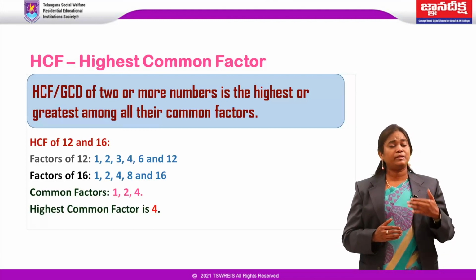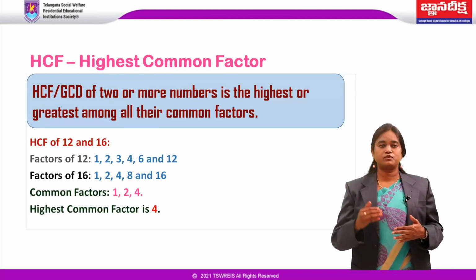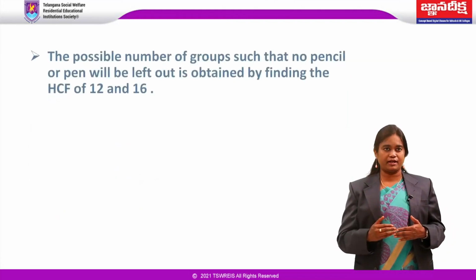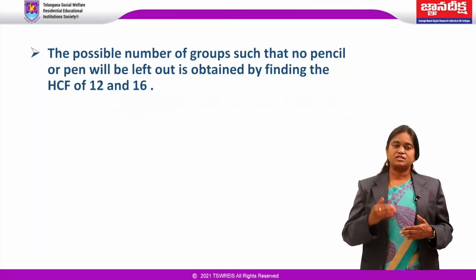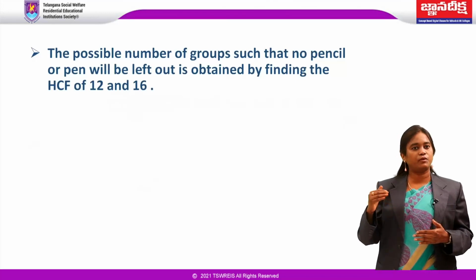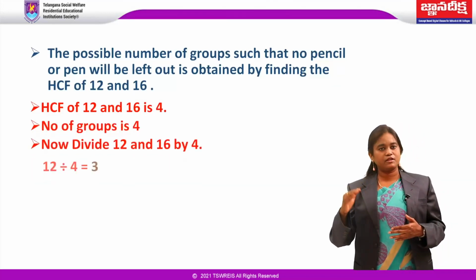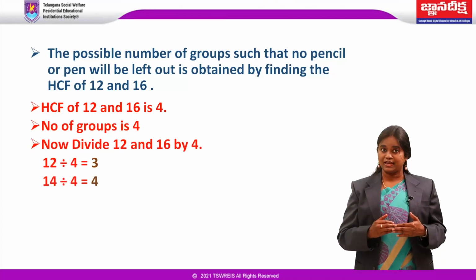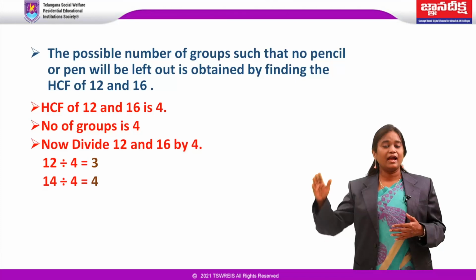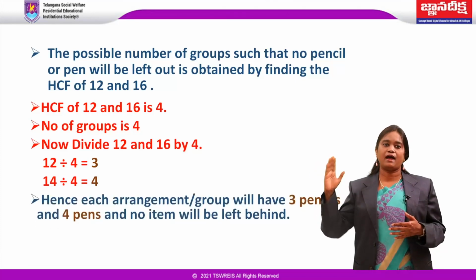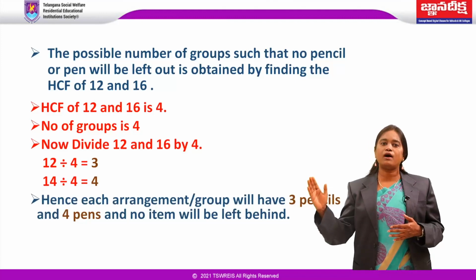But how many pencils and pens should be there in each group? To find this, we divide 12 and 16 by HCF. 12 divided by 4 is equal to 3. 16 divided by 4 gives 4. Hence, we can make 4 groups such that each group has 3 pencils and 4 pens and no item will be left out.